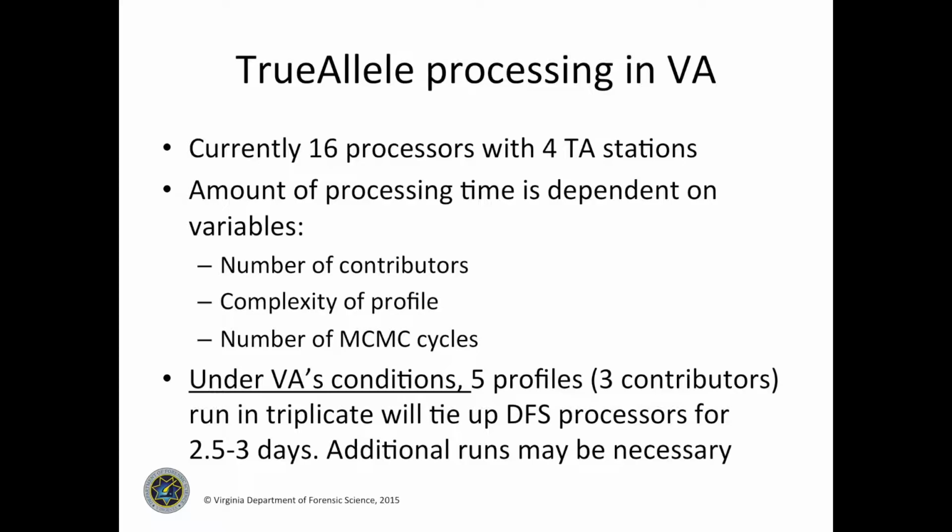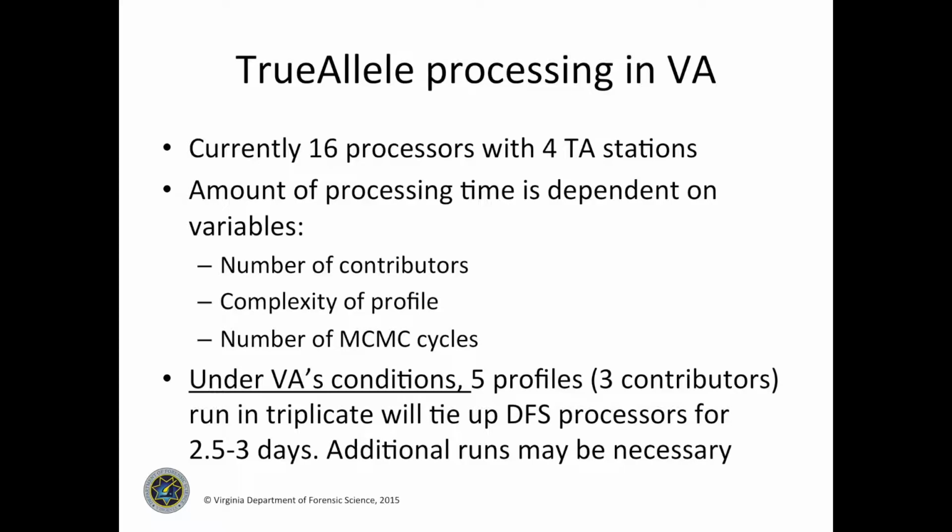In Virginia, we now have 16 processors, and each team member has their own mapped TrueAllele station at their workspace. Processing time is dependent on a number of variables, such as the number of contributors, the profile complexity, and the number of MCMC cycles used. Some of these conditions can be tweaked to save time. However, we're sticking with what we validated and what our experience is.